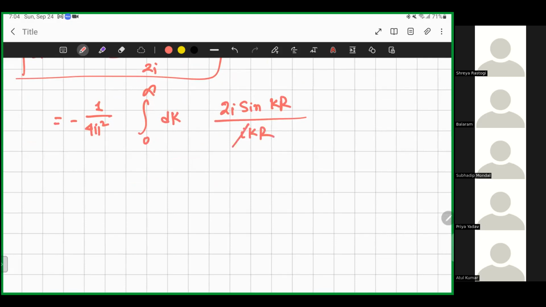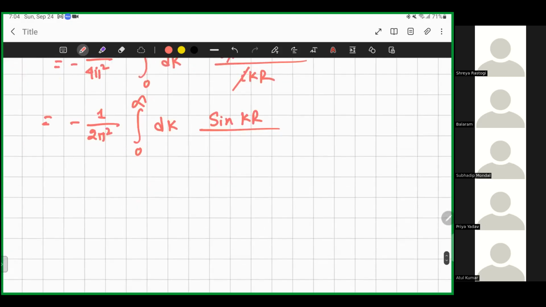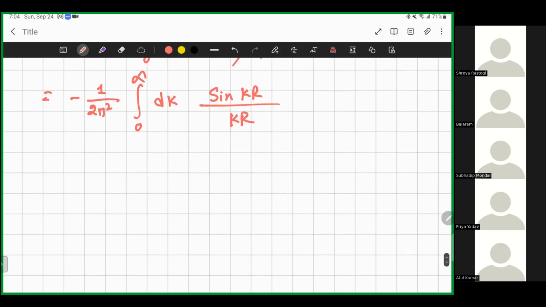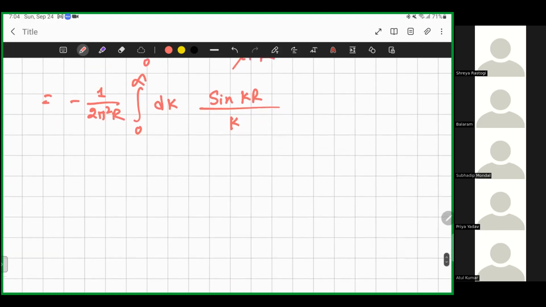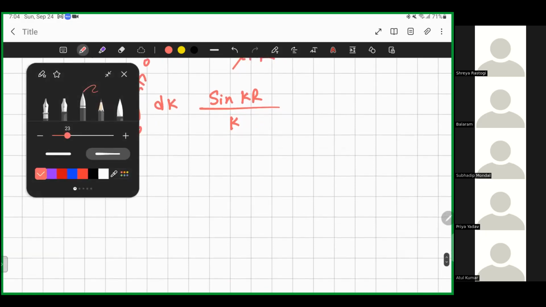So I will be cancelled and it will be minus 1 by 2 pi square, integral from 0 to infinity dk sine kr by kr. Okay, so this is the integral. So r we can take it here because it's constant. So this integral we have is a very famous integral. You know this, right?